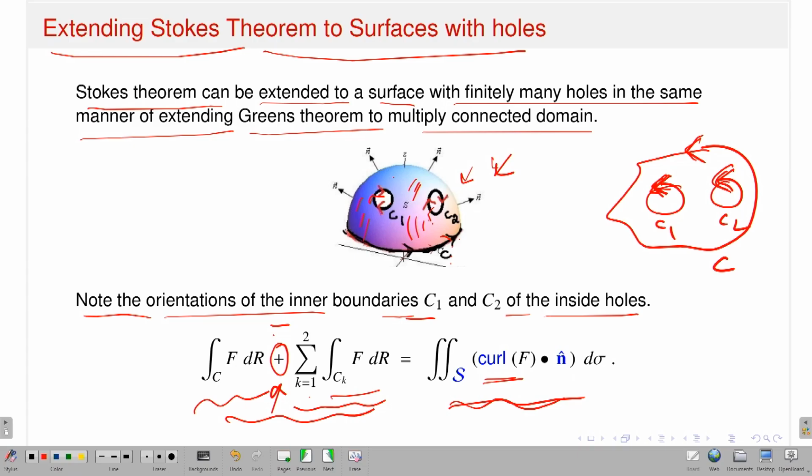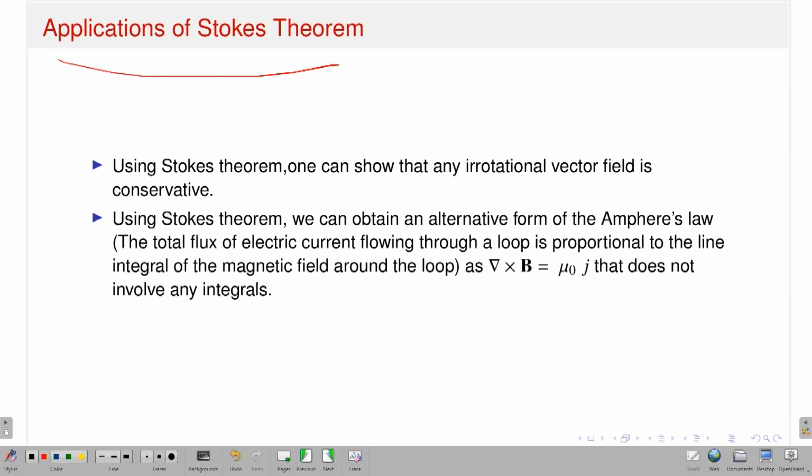So I think the statement of Stokes theorem is clear. I have stated the Stokes theorem for a nice surface first, and then for surfaces with finitely many holes. A couple of examples I have discussed. Now, applications of Stokes theorem.